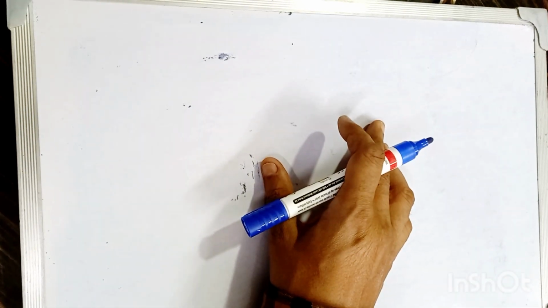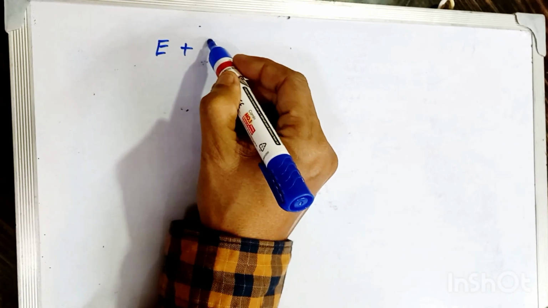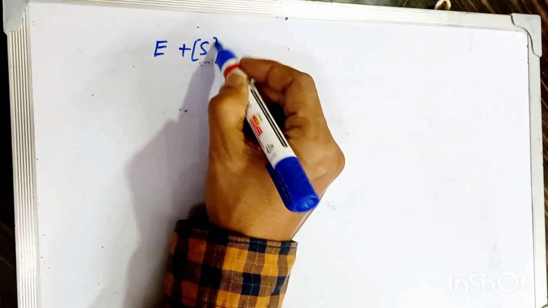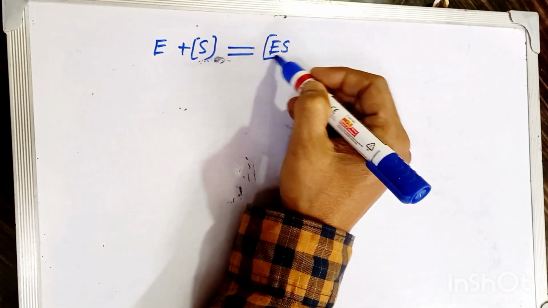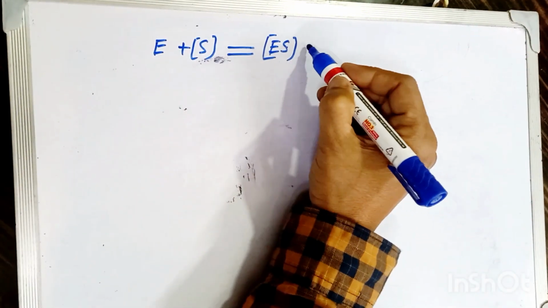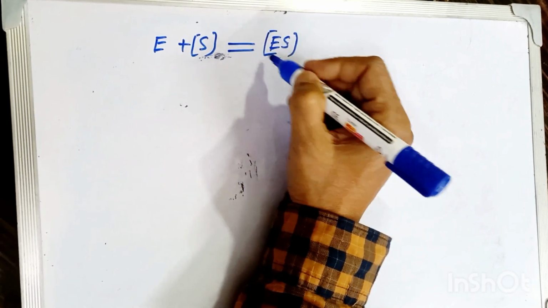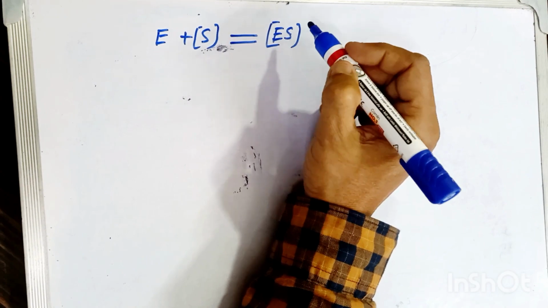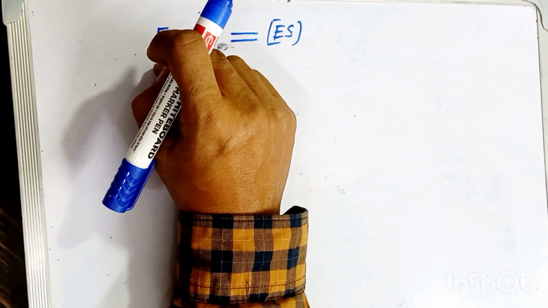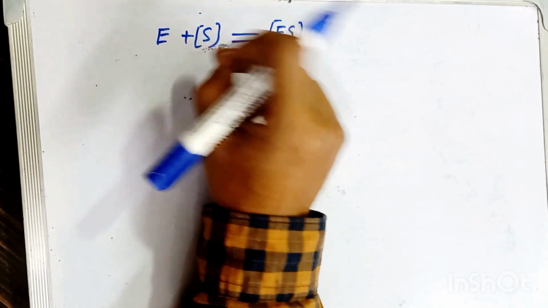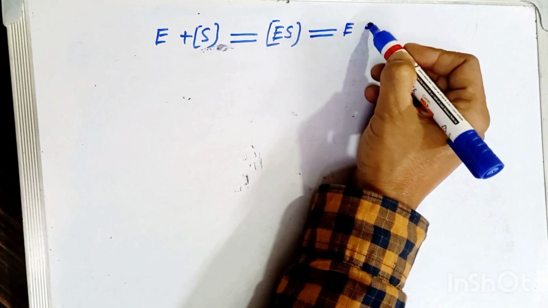And what is the equation? The enzyme reacts with substrate to form enzyme substrate complex, and now this enzyme substrate complex is a particular state of enzyme where this complex has higher energy levels and it can break down to both the free enzyme and the substrate, or it can break down to enzyme plus product.